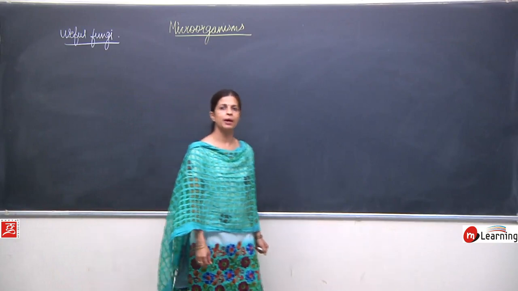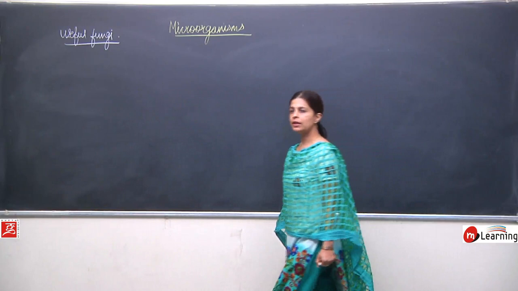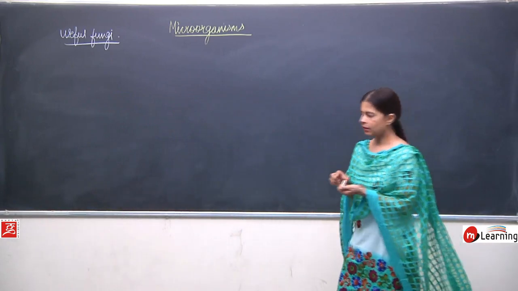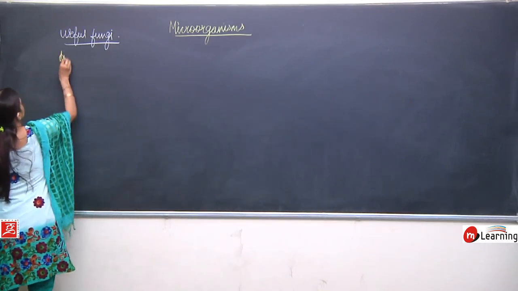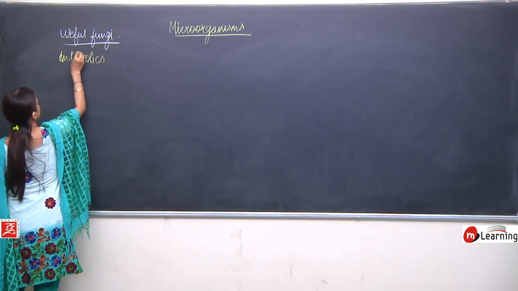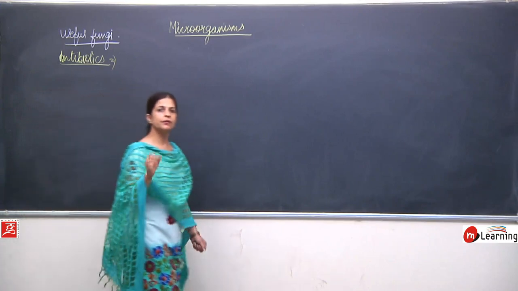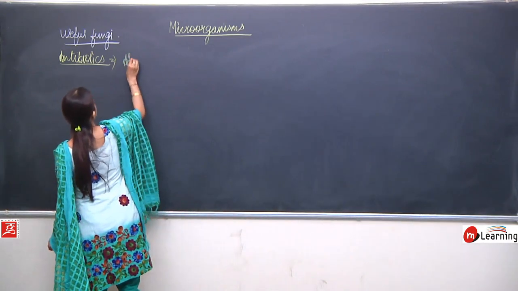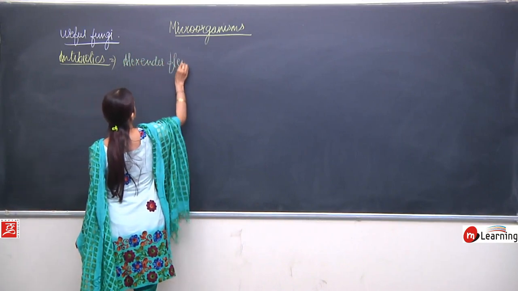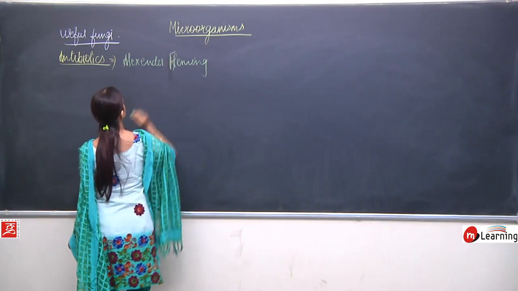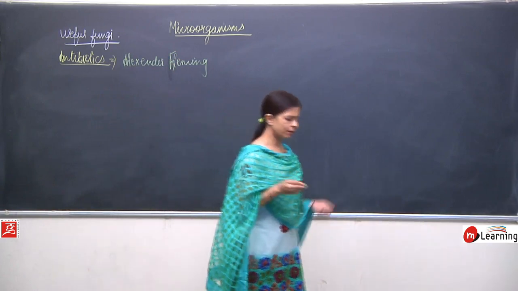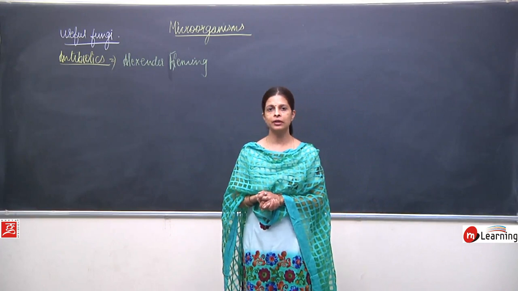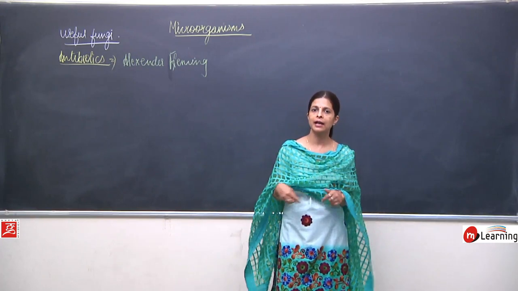Now we will talk about the useful aspects of the fungi. If we talk about the usefulness of fungi, the first thing which comes to my mind is antibiotics. Antibiotics were first formed by fungi only. A scientist named Alexander Fleming was working with a culture of disease causing bacteria. When he was working with disease causing bacteria, he had the culture on the plate.